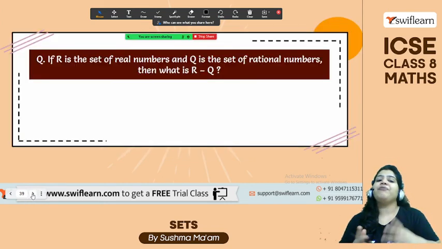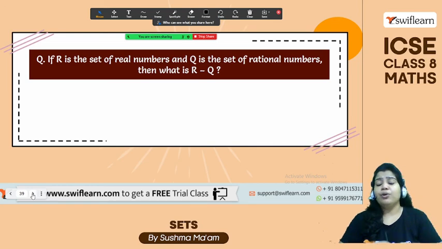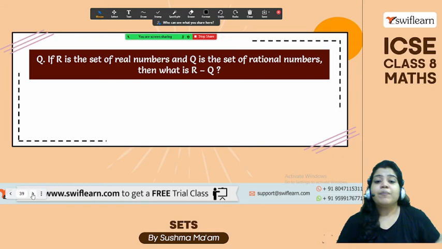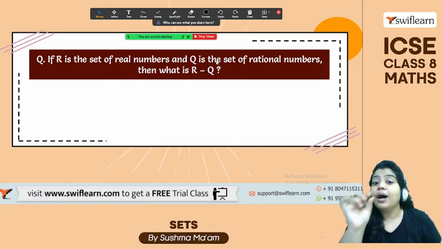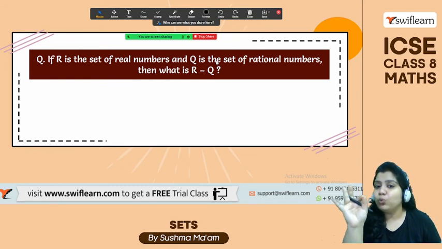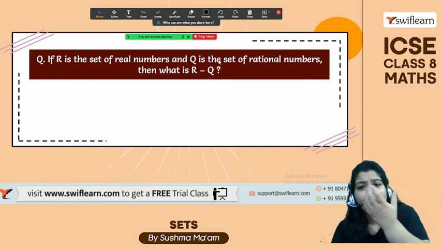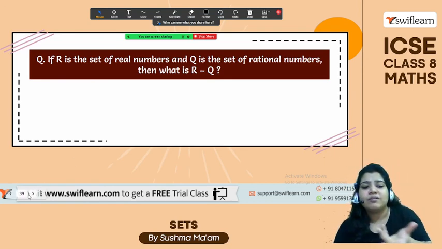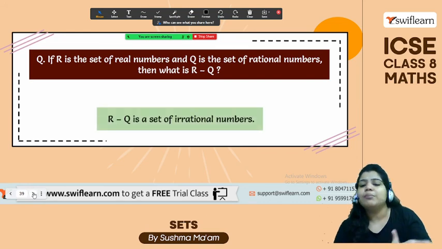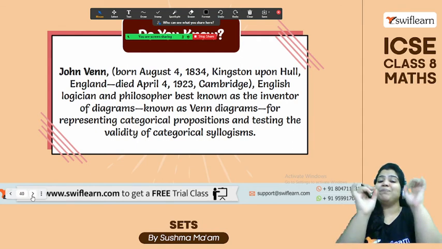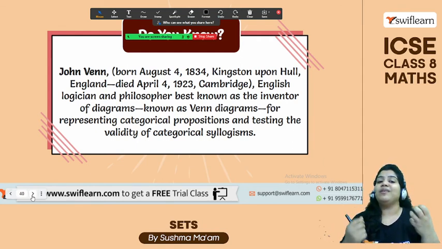One more. If R is the set of real numbers, you know real numbers include rational as well as irrational numbers. And Q is the set of rational numbers. Then what is R minus Q? R minus Q means all the elements of R except Q. If I am not taking rational numbers, what is remaining? Irrational numbers. Yes. Easy.